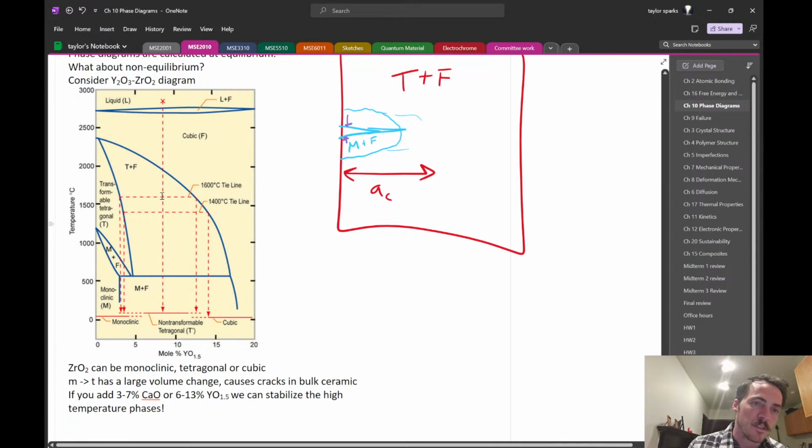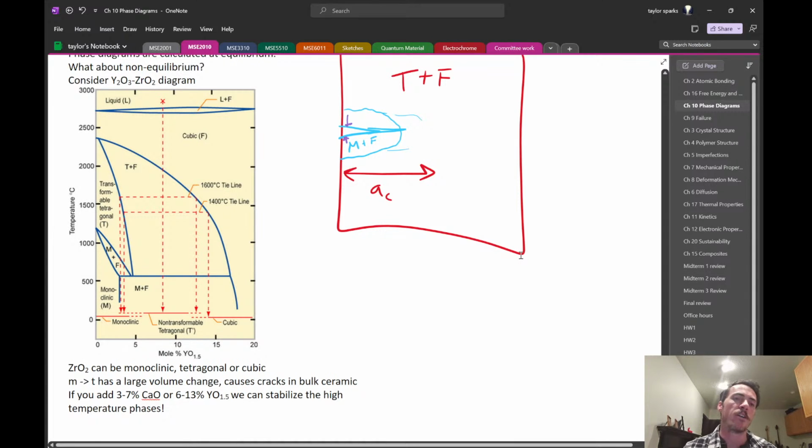But what happens is, let's say you're at this tall vertical line here in the middle. If you cool it down, technically thermodynamics says around 500 degrees, that tetragonal plus cubic phase, T plus F, should switch to monoclinic plus fluorite cubic phase. But in practice, that is easily suppressed. You don't have to cool it down very fast. It is suppressed so that you end up with metastable T plus F down here at room temperature, when technically from a thermodynamic standpoint, it wants to turn into M plus F, okay?